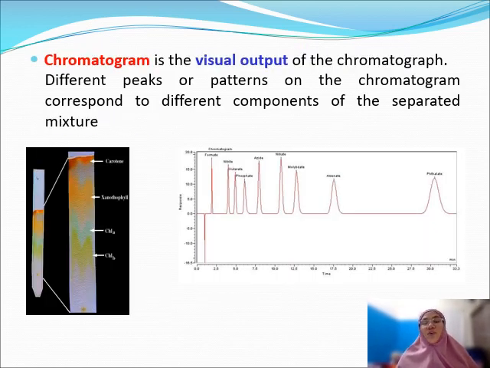Then next is the chromatogram. Chromatogram is the visual output, the hasil of your chromatography technique. You akan dapat a graph. So that is known as chromatogram.